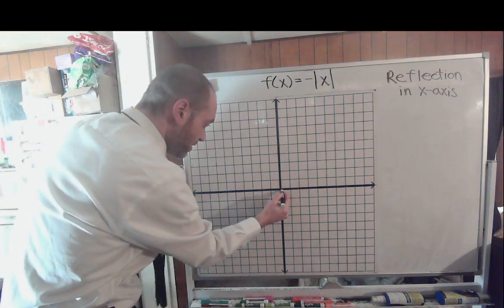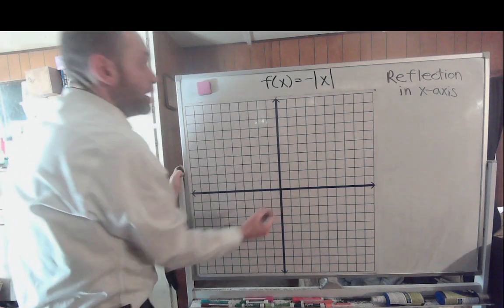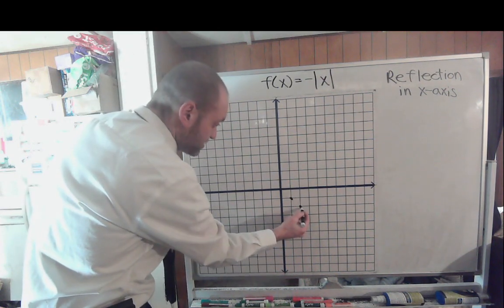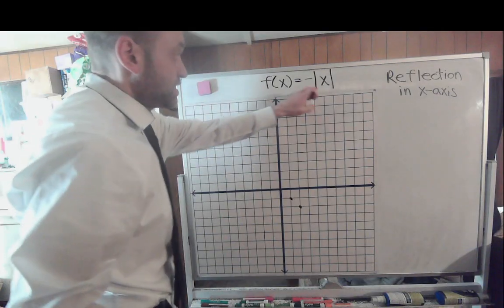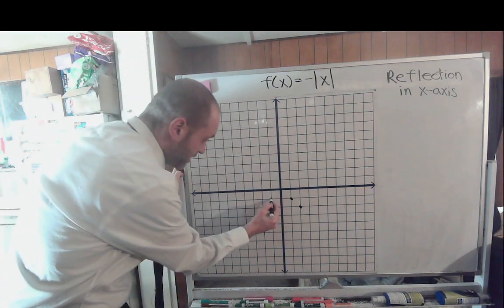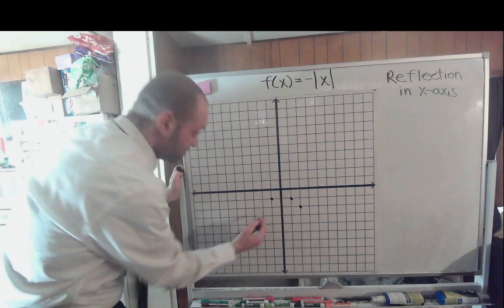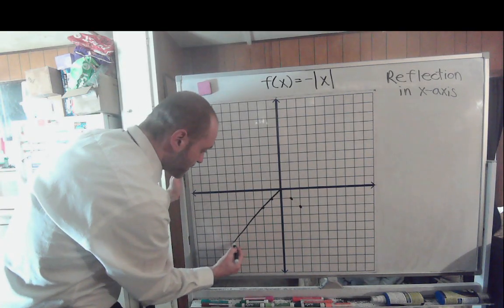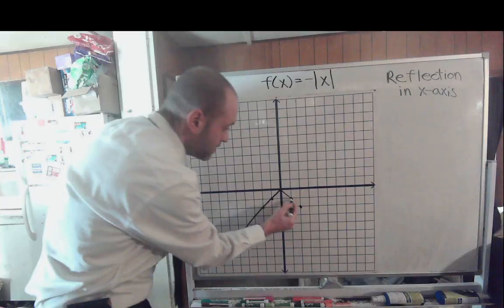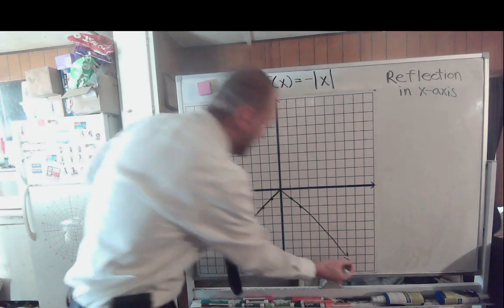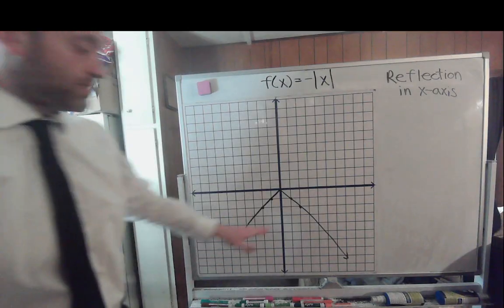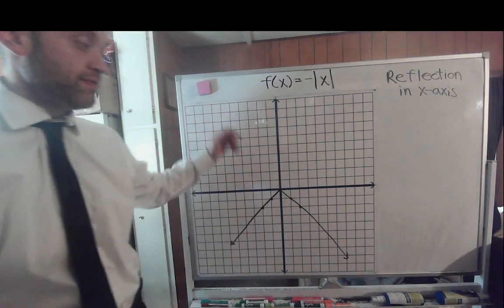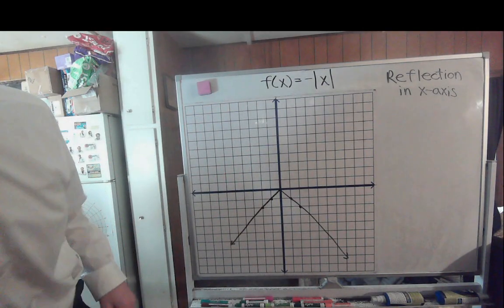X equals 0, you'll get y equals 0. X equals 1, you'll get y equals negative 1. X equals 2, you'll get y equals negative 2. Now, x equals negative 1, you would get a y value of negative 1. X equals negative 2, you get a y value of negative 2. It just keeps on going. So again, as of right now, I haven't changed the size of the graph. I've simply flipped it and reflected it in the x-axis from the original f of x. That's all I've managed to do.